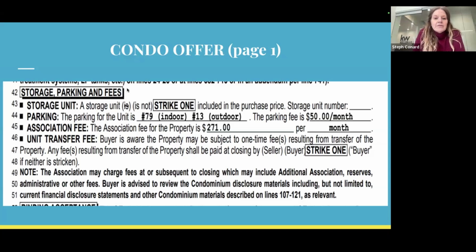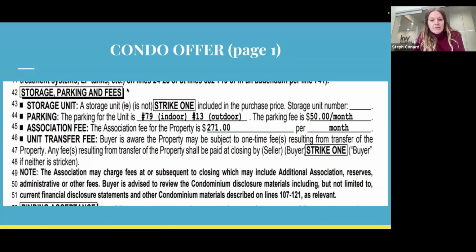Parking, you're going to identify again the parking situation, so are there parking spaces assigned? If it's a 2-car attached garage, you could just say that there. You're just really going to specifically describe it. And then if there is an extra parking fee, you would identify that in the next space. The association fee, you're going to put that here. Again, you're going to find that on the data sheet.